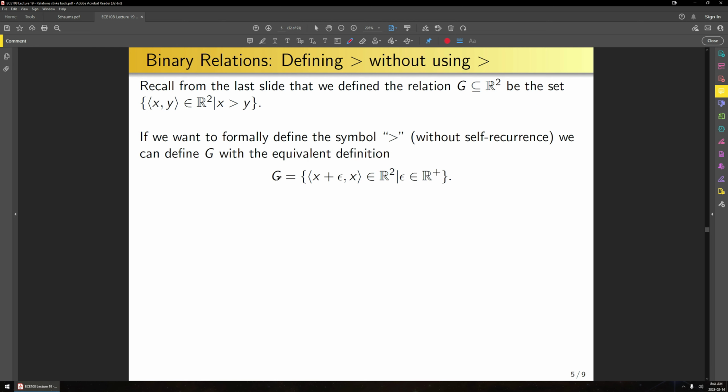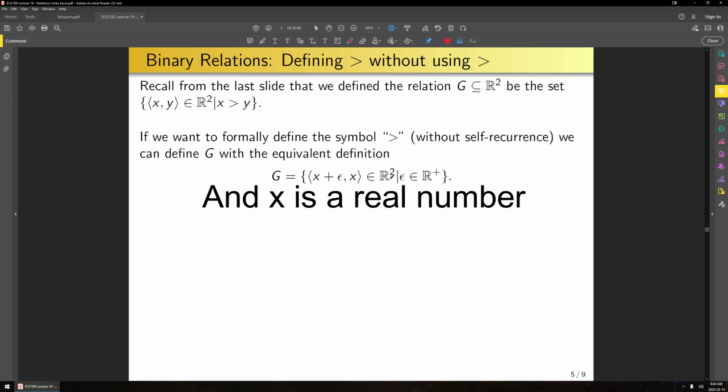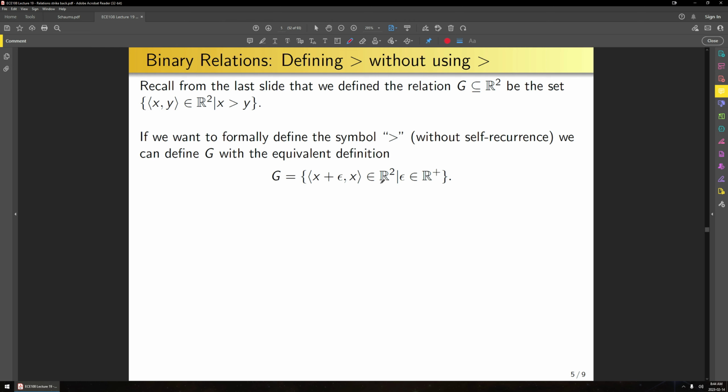We can now define G as this, right? So it's just the set of all ordered pairs, x plus epsilon comma x, where epsilon is some positive number. Okay, there we go. That does the trick, right? That's what it means to be greater than. Similarly, you can also define, say, less than or equal to, greater than or equal to, and ultimately we'll define equals later, because that's also a relation.